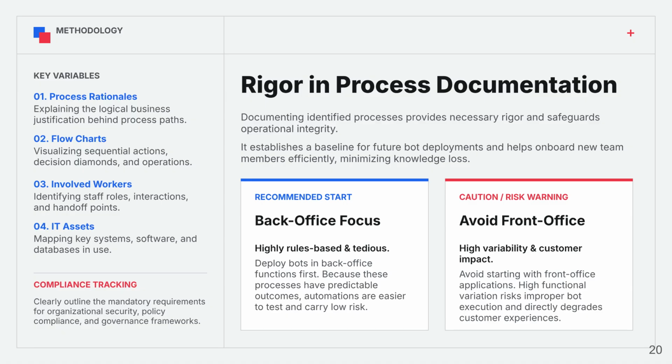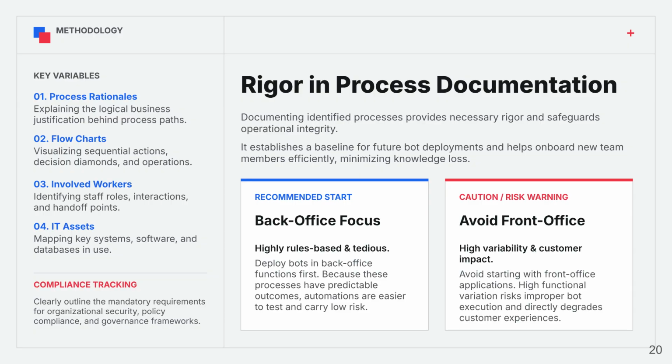Successful RPA implementation depends heavily on thorough process documentation. Before a software robot can automate a task, the organization must clearly understand how the process works, who performs it, which systems are involved, and what business rules must be followed. Good documentation reduces ambiguity and creates a reliable foundation for automation.